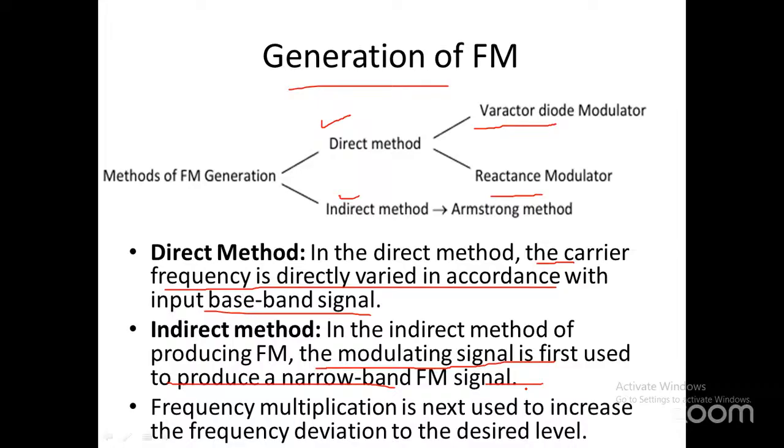How can narrowband FM be generated? By using a simple AM modulator. If you use an AM modulator, you can generate the narrowband FM.